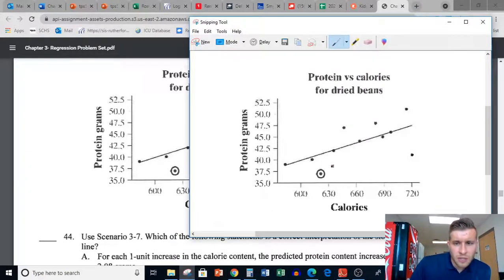So I took a little screenshot here. What's happening as I go from 600 to 630? How much is that increasing? Well, it looks like it's just about, excuse me, about 2 grams is what we're seeing over 30 calories.